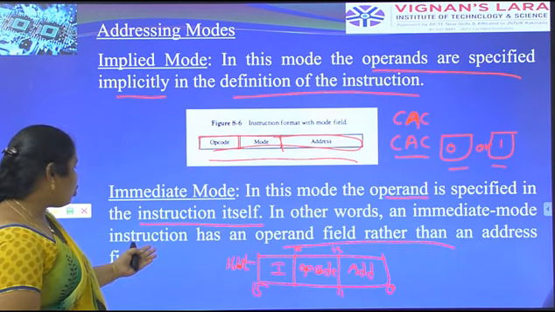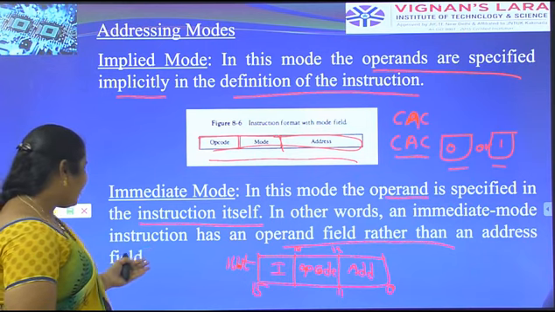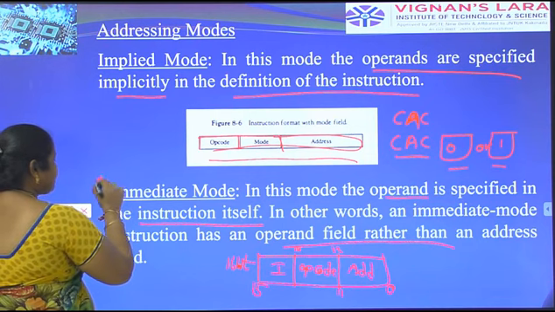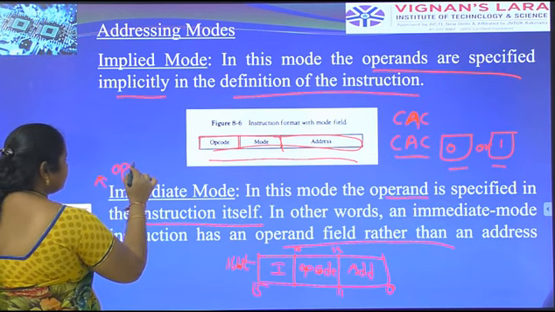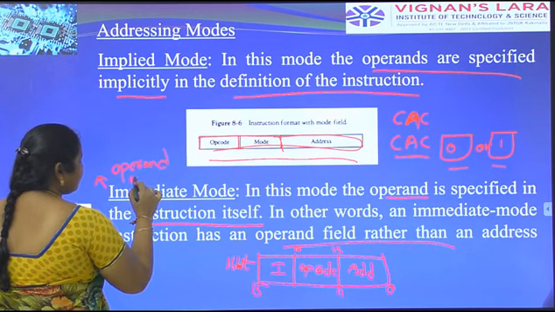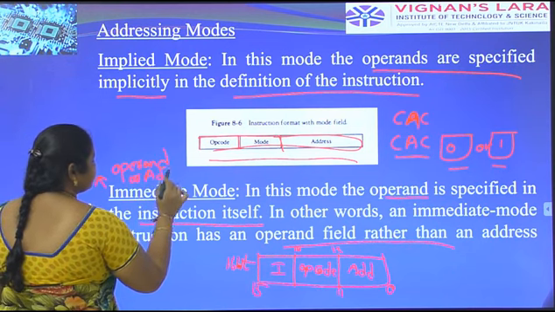Immediate mode instruction has an operand field rather than an address field. The immediate addressing mode contains two fields, the operand field and the address field.